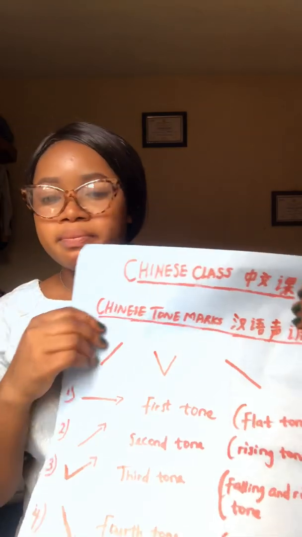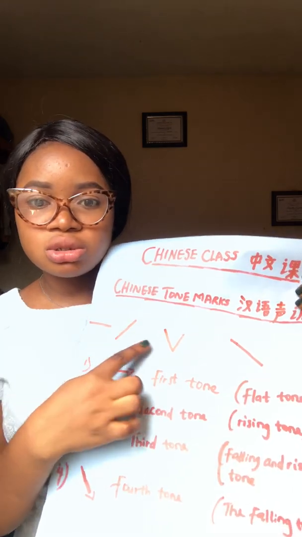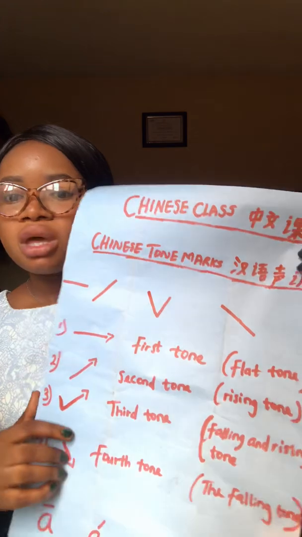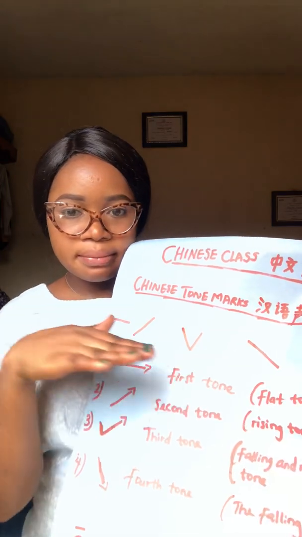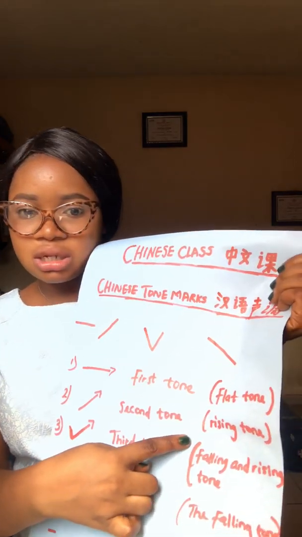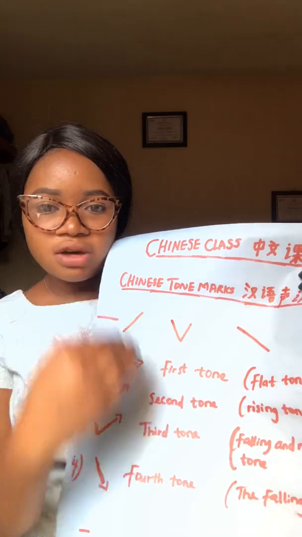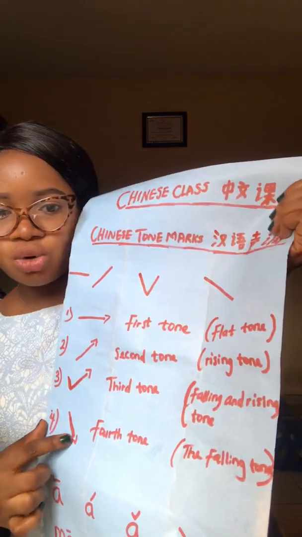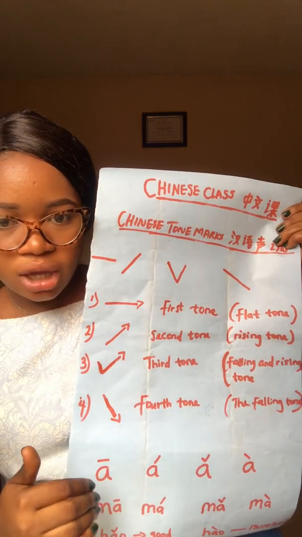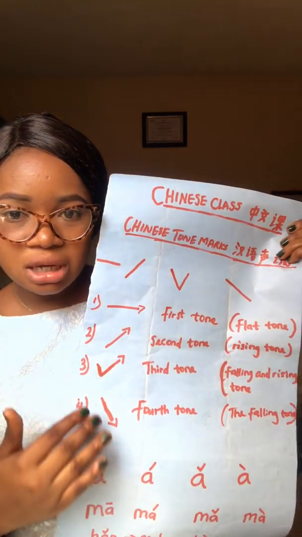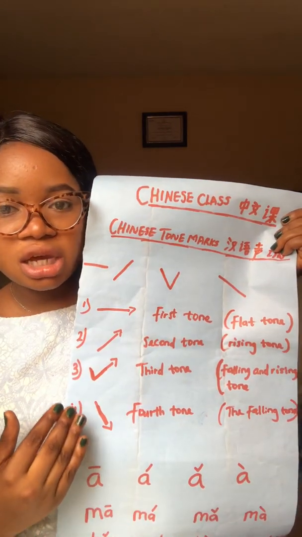Basically, we have four tone marks, which are the first tone, the second tone, the third tone, and the fourth tone. Now look at it. The first tone is the flat tone. Flat. It just goes like that. We have the second tone, which is the rising tone. We have the third tone, which is the falling and the rising tone. And we have the last tone, which is the falling tone. These four tones are the major basic tone marks in Chinese language, which you have to know to learn how to pronounce each word in Chinese language.